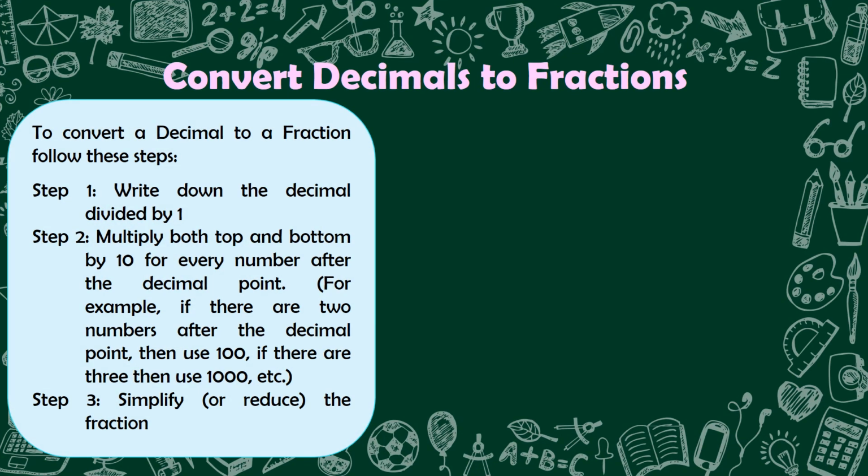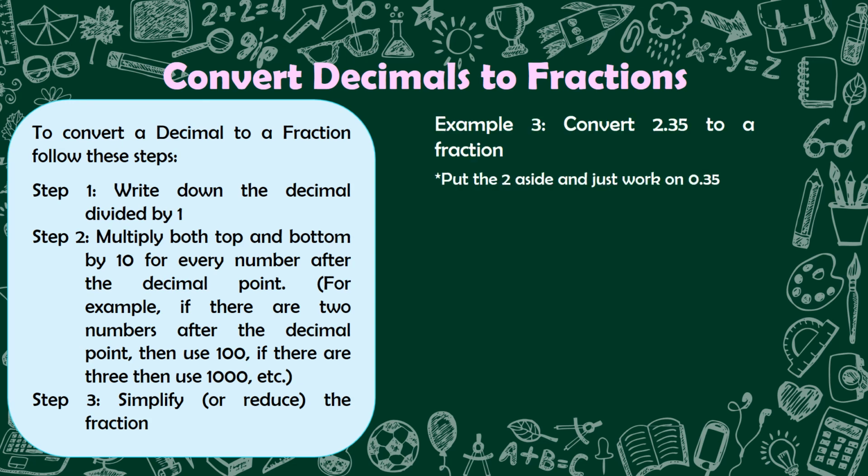For our last example, convert 2.35 to a fraction. Put the 2 aside and just work on 0.35. For step 1, we will have 0.35 all over 1. Step 2, we will multiply both the numerator and denominator by 100 because we have 2 numbers after the decimal point. 0.35 times 100 is equal to 35 and 1 times 100 is equal to 100.